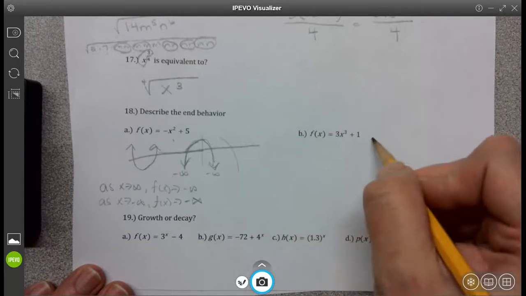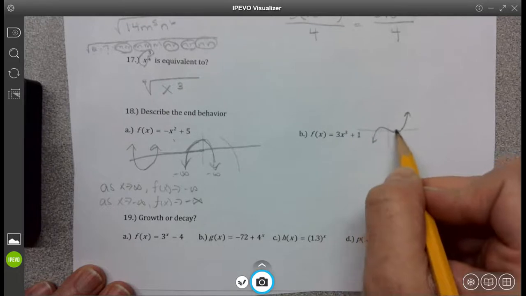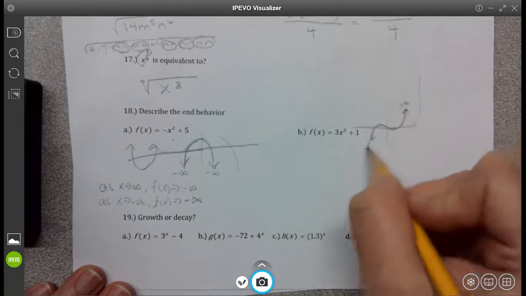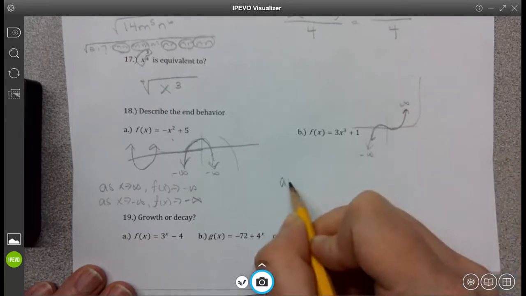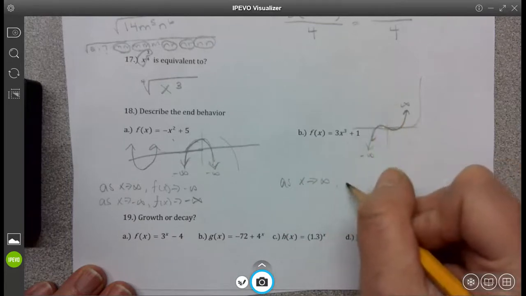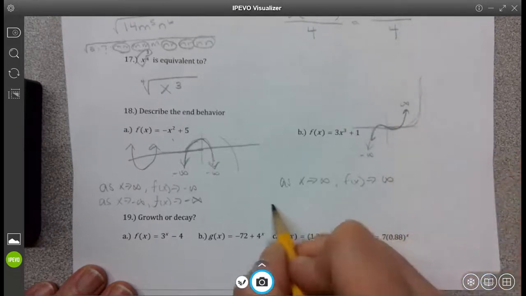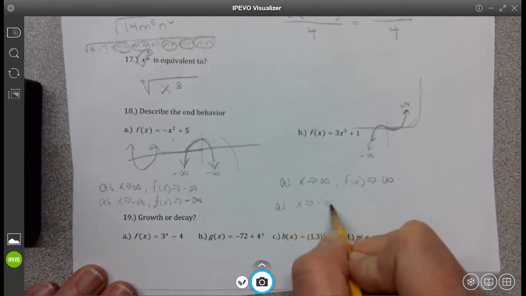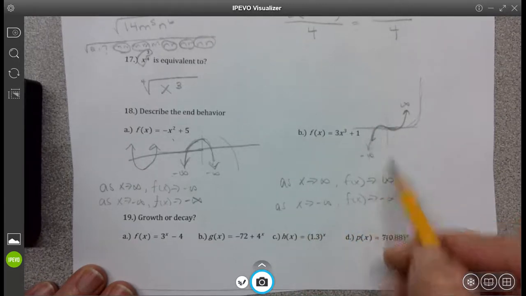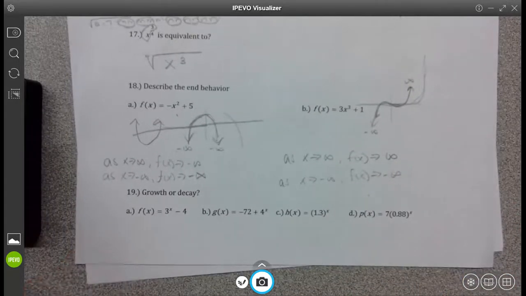So here, we said x cubed is like the Loch Ness Monster. Okay, as x gets bigger, it's getting taller. As x gets smaller, it's going negative. So as x approaches positive infinity, as x goes to 1, 2, 3, 4, your outputs are getting bigger and bigger. And as x approaches negative infinity, so do your outputs. It's going down. All right, the last one says growth or decay.